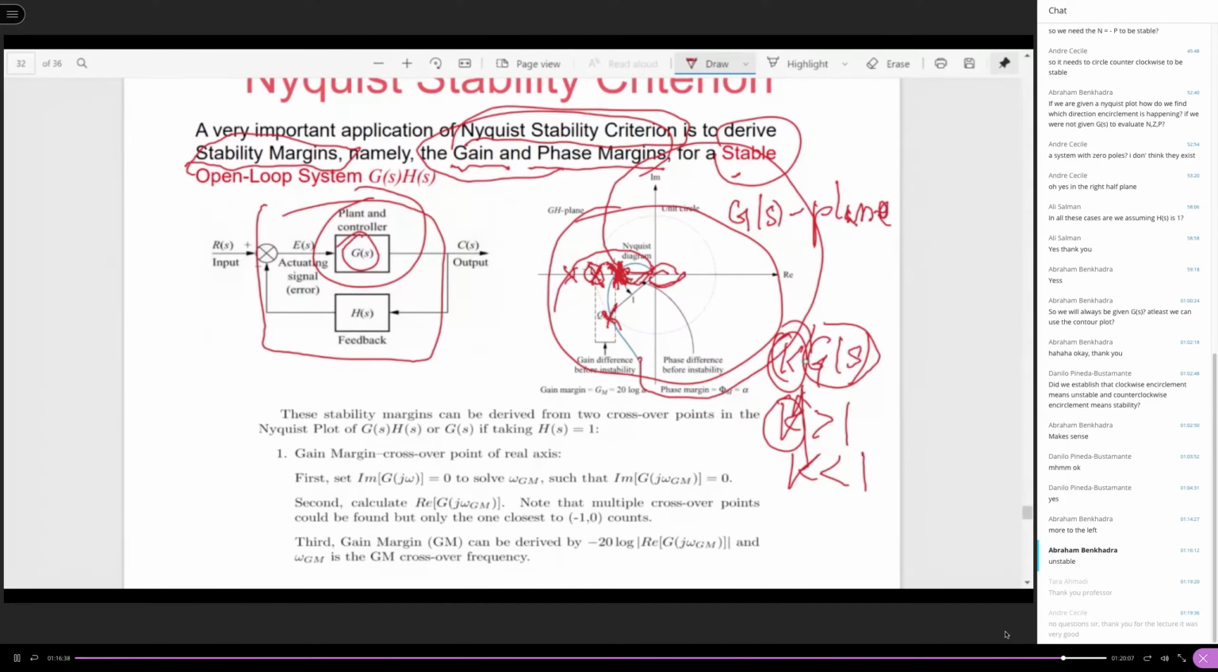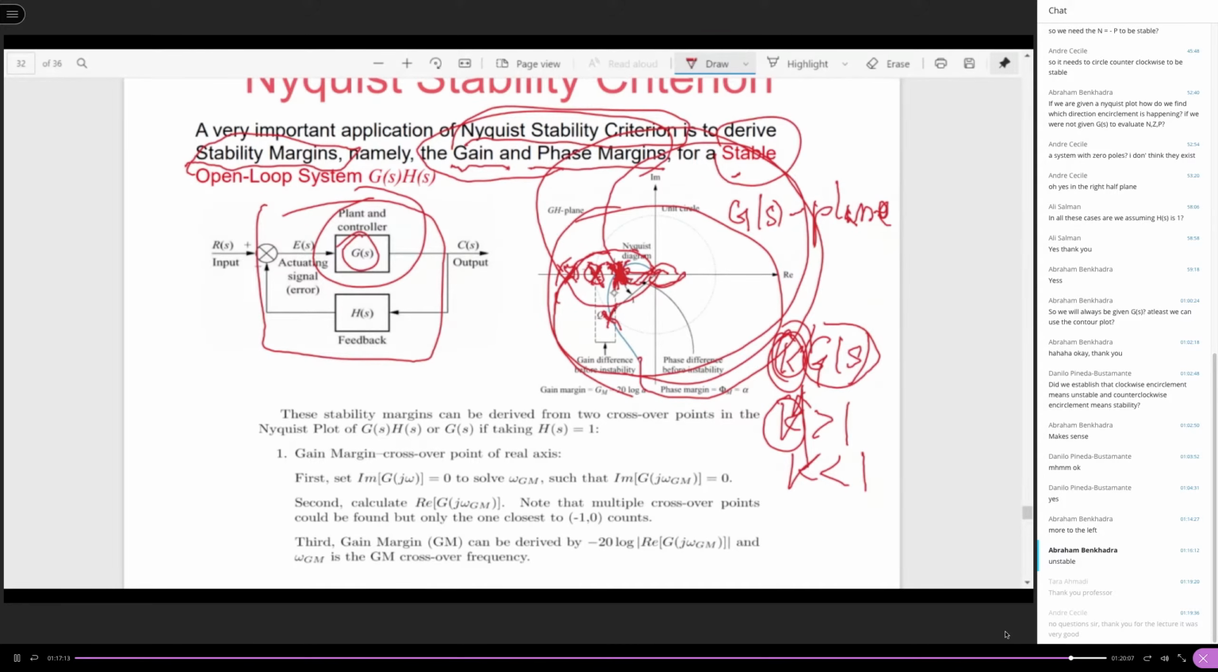But when you keep increasing K, pushing the crossover point to the left until you hit this point, and then you increase further, what happened? Your crossover is going to be at the left-hand side of the -1, 0 point. And then if you draw the plot, it is going to go this way. What happened? Encirclement happened. So you can conclude right away the system will not be stable.